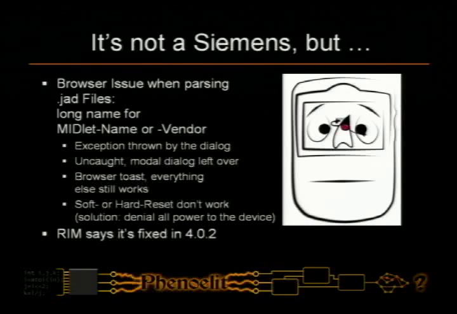We found vulnerabilities in the JAD parsing. It's actually not a bad thing, but it's funny because I think it's 3 years ago I talked about embedded systems and I mentioned a Siemens phone that would crash if you would access a JAD file with a long MIDlet name or vendor name. And it turns out the same happened for the BlackBerry browser. I just found this really funny.